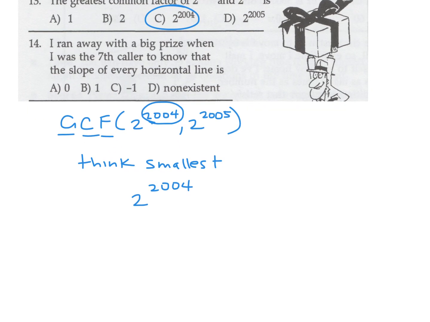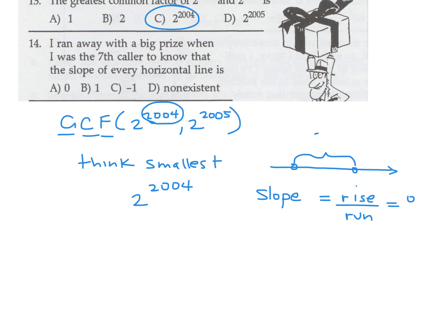I ran away with a big prize when I was the 7th caller to know that the slope of every horizontal line is... So this is a horizontal line, and its slope, well, slope is defined, if you remember, as rise over run, in case you forgot. Well, the run, let's say from this point to this point, what's the rise? Well, it didn't rise at all, right? So that rise is 0. And the run, whatever it is, let's say it's some number, 3 or 30, it doesn't matter. But it's some integer, we'll just put n. Well, 0 over n is 0. So the slope of every horizontal line is 0, and therefore number 14 is A.